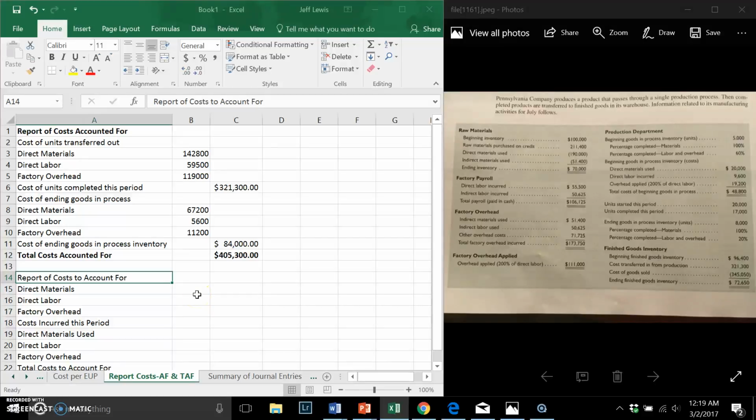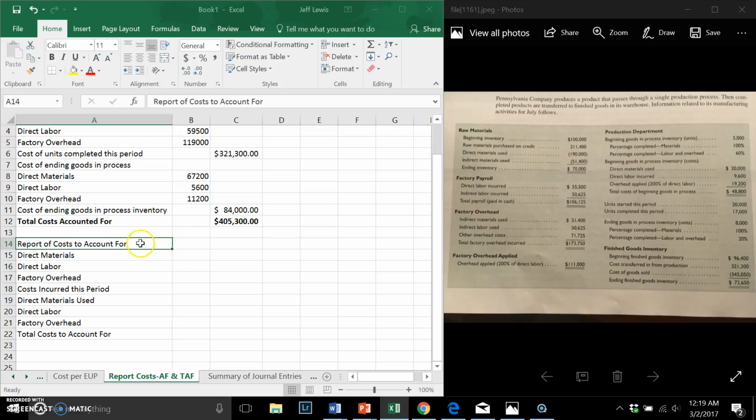Continuation of the first video talking about the demonstration problem in Chapter 16 of process costing and managerial accounting. This is part 2 of part 4 of the demonstration problem. We had just completed a report of costs accounted for, and now we're doing a report of costs to account for.